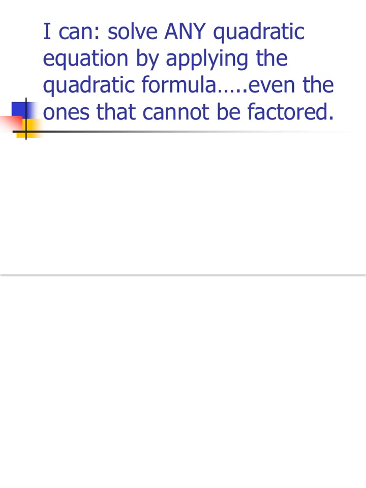Your I can statement is that you're going to be able to solve any quadratic equation by applying the formula, even the ones that can't be factored. So that means since we've learned how to factor, there must be some that we can't do that way, and this will help us.